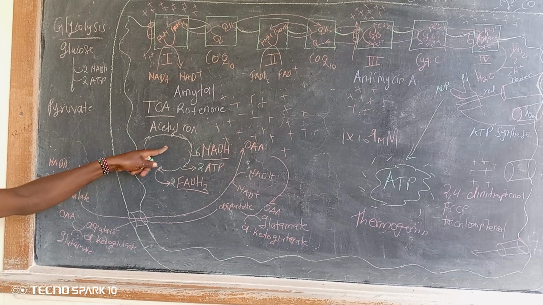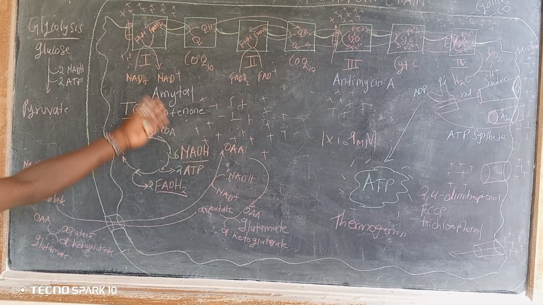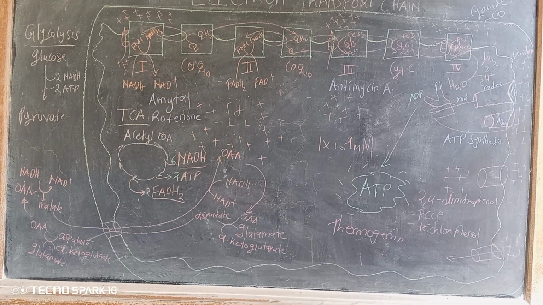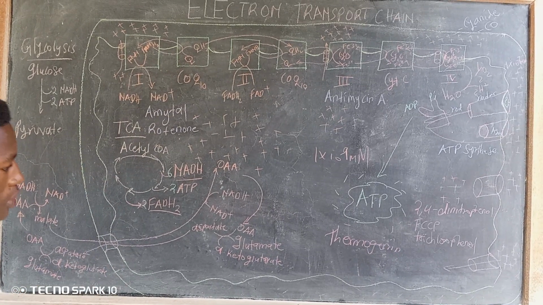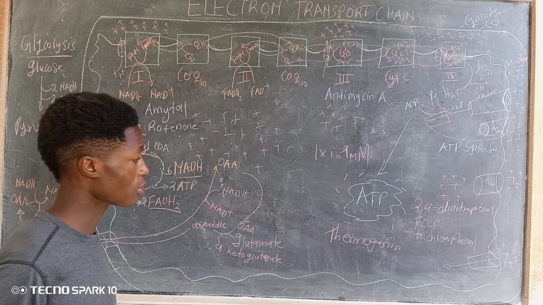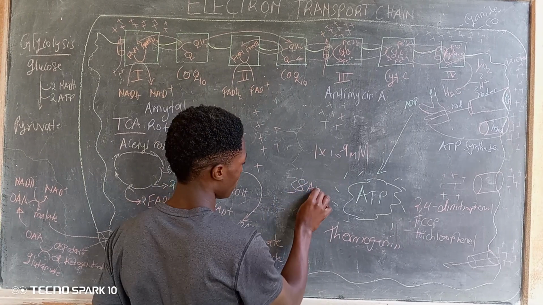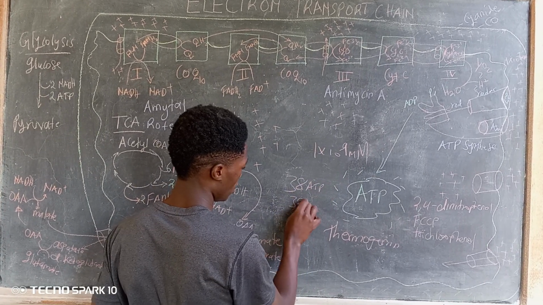But remember, from TCA, it already occurs inside the mitochondria. Therefore, there's no need. So they can already go to the electron transport chain so that we can generate energy in the form of ATP. And from one molecule of glucose, you can generate 38 molecules of ATP. Some you can find 32.